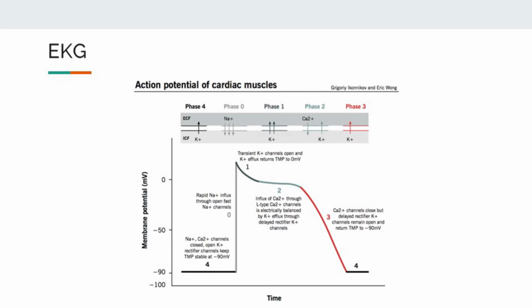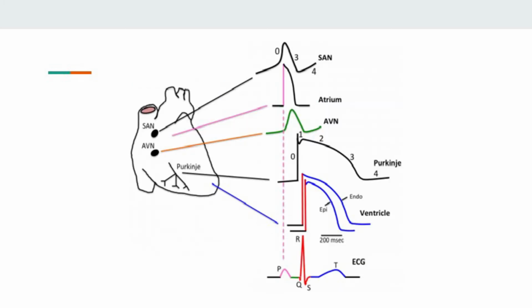Then the potassium channels open, causing repolarization and making everything negative again. It's these action potentials that are causing the cardiac muscles to contract and the heart to beat. It's these action potentials that we're picking up on the EKG. Here's a diagram that shows the differently shaped action potentials of different parts of the heart. All of these action potentials add up to create what we see as the heartbeat on the EKG.